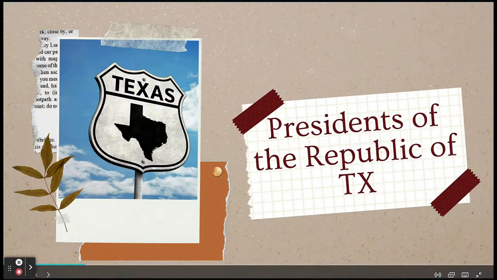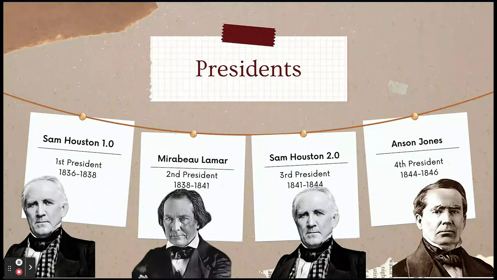The presidents of the Republic of Texas. There are four presidents of the Republic of Texas. The first one is Sam Houston, or what I like to call Sam Houston 1.0, which, yeah, there's going to be a 2.0. So Sam Houston is the first president of the Republic of Texas.